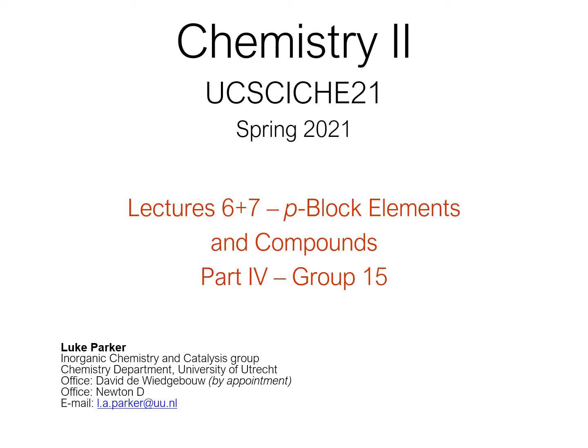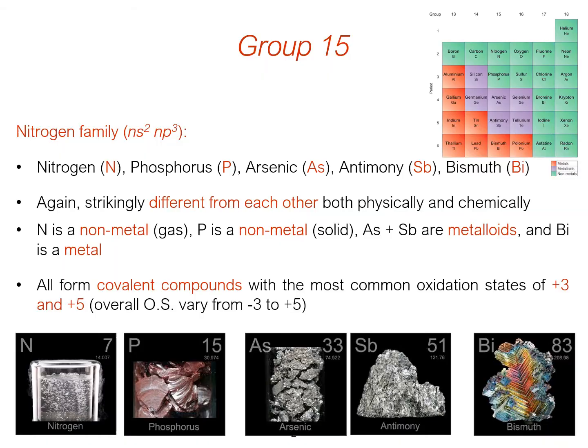So welcome to part 4 of the lectures on the P-block elements and their compounds, and this will be the last video for the lecture 6 part of the talks. In this video, we're going to be looking at the group 15 elements. Group 15 is known as the nitrogen family, and it contains nitrogen, phosphorus, arsenic, antimony, and bismuth.